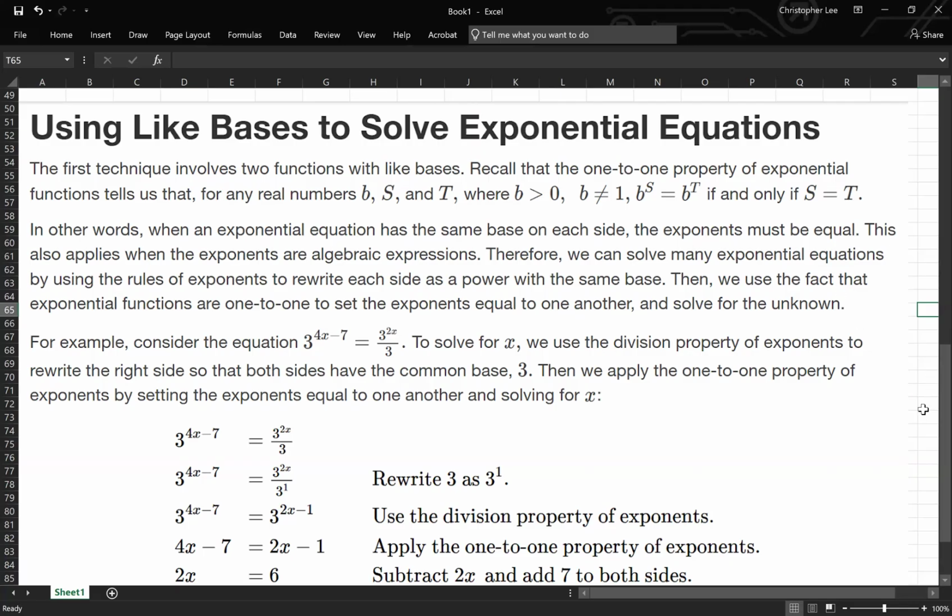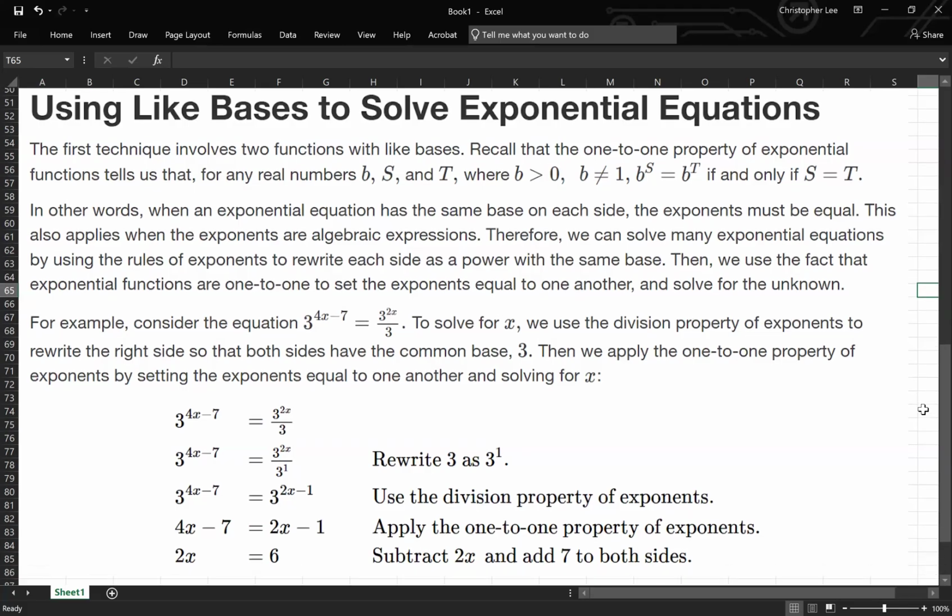In other words, when an exponential equation has the same base on each side, the exponents must be equal. This also applies when the exponents are algebraic expressions. Therefore, we can solve many exponential equations by using the rules of exponents to rewrite each side as a power with the same base. Then we use the fact that exponential functions are one-to-one to set the exponents equal to one another and solve for the unknown. For example, consider the equation 3 to the 4x minus 7 power is equal to 3 to the 2x power divided by 3. To solve for x, we use a division property of exponents to rewrite the right side so that both sides have a common base of 3. Then we can apply the one-to-one property of exponents by setting the exponents equal to one another.